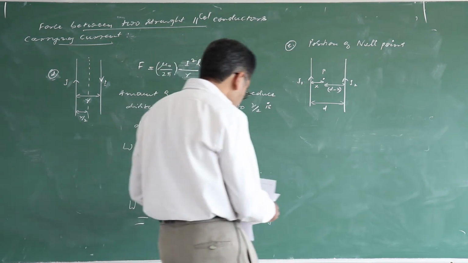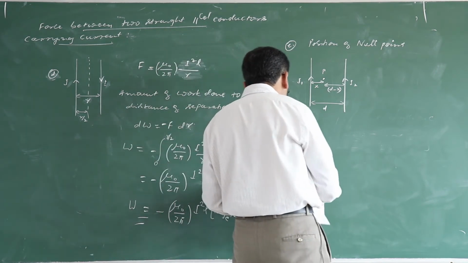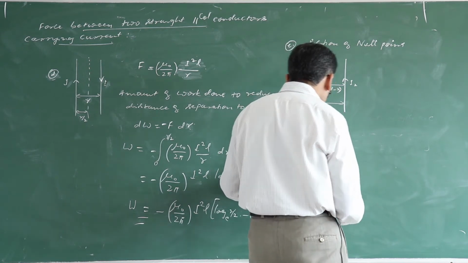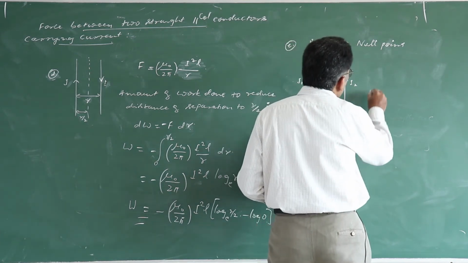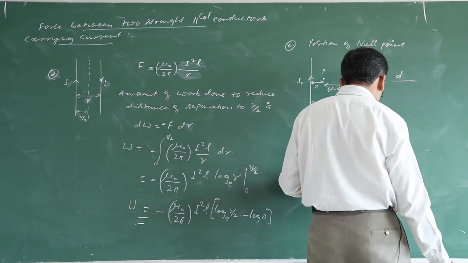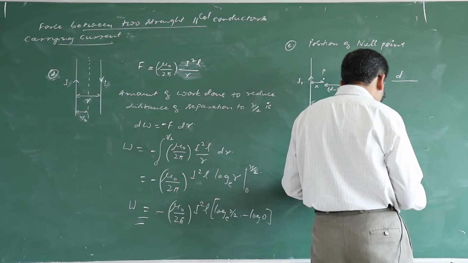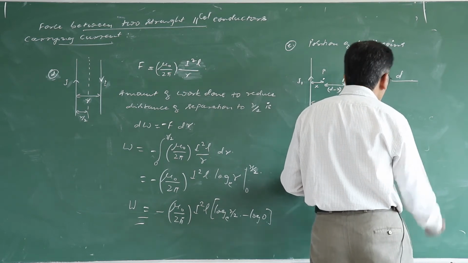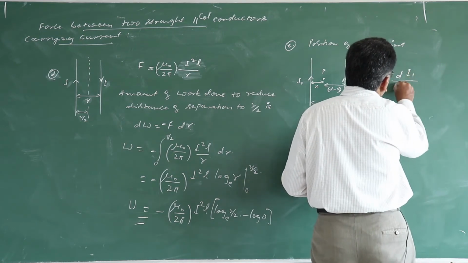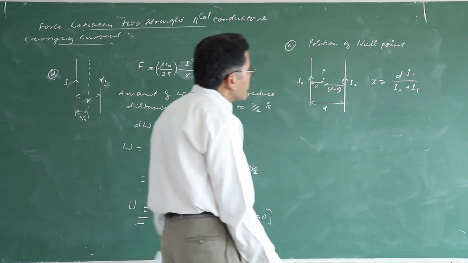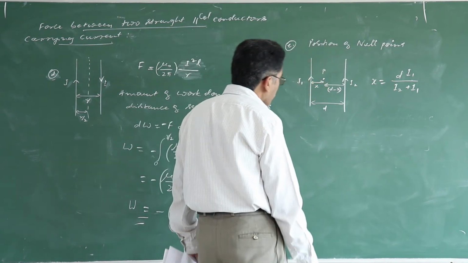Then the position of the null point can be calculated by the equation x is equal to d divided by d into I1 divided by I2 plus I1. Suppose if the current flows in the same direction, we must use this relation.